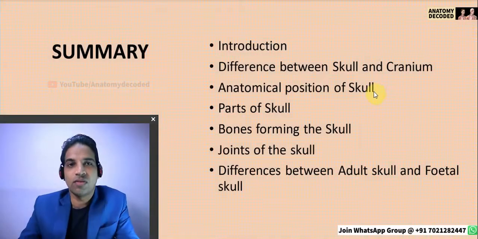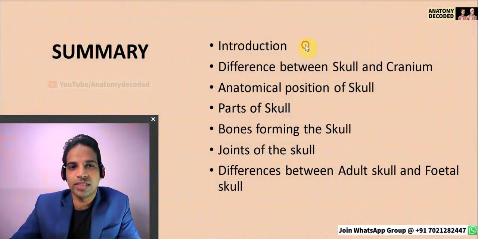So let's summarize what we have covered in this session. So we started with the introduction of the skull. We saw what is the difference between skull and cranium. Skull without mandible is considered as cranium. In anatomical position of the skull, we saw the skull has to be held in such a way that the inferior margin of the orbit and the superior margin of the external acoustic meatus should lie in one horizontal plane. That line is referred to as Frankfurt's plane.